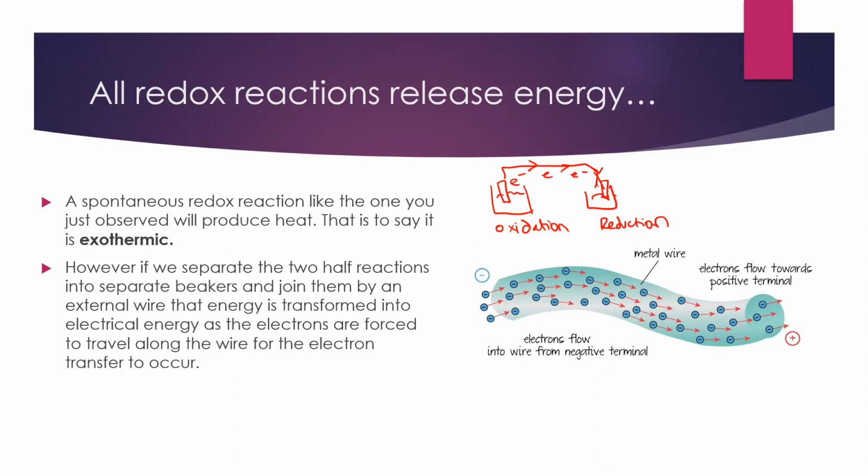Okay, these electrons being forced to travel along the wire generates an electron flow or a current, and what we have is electricity. Remembering that electrons will flow from the negative to the positive side, which means in this case, our electrons will be flowing from the side where they're produced, our oxidation reaction, to the side where they are consumed, our reduction reaction.